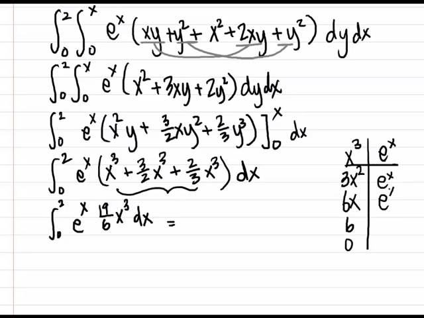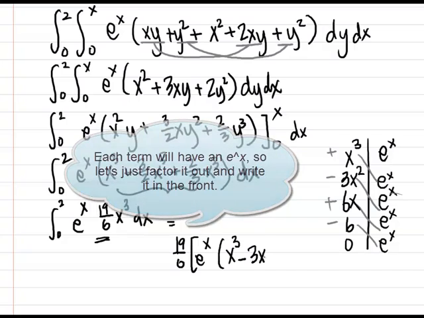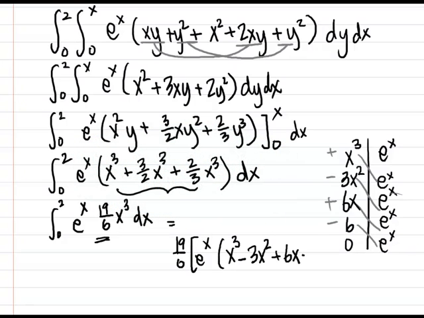And I'm going to have e to the x repeatedly. So this is going to be plus, minus, plus, minus. That's going to leave me with my 19 over 6 e to the x times x cubed minus 3x squared plus 6x minus 6, evaluated from 0 to 2.